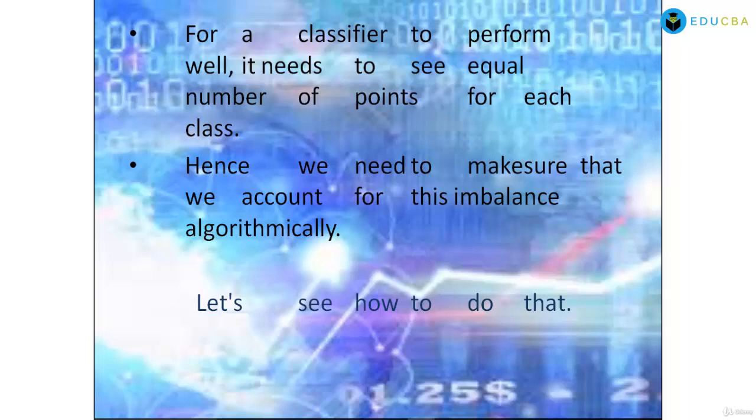A classifier is only as good as the data that's used for training. One of the most common problems we face in the real world is the quality of data. For a classifier to perform well, it needs to see an equal number of points for each class. But when we collect data in the real world, it's not always possible to ensure that each class has the exact number of data points. If one class has 10 times the number of data points of another class, then the classifier tends to get biased towards the first class. Hence, we need to make sure that we account for this imbalance algorithmically. So let's see how to do that.